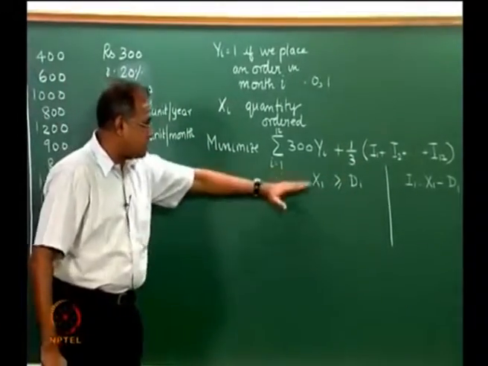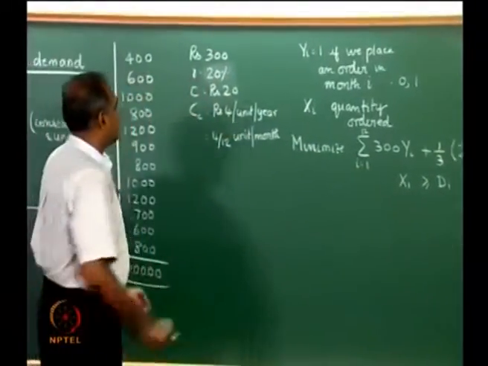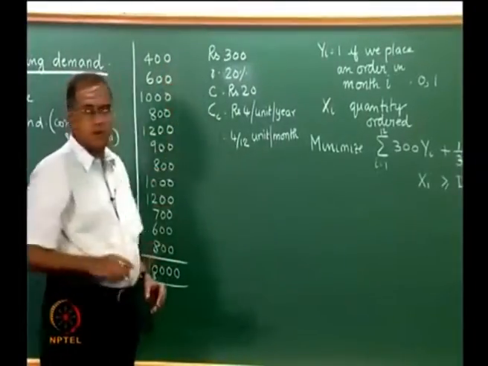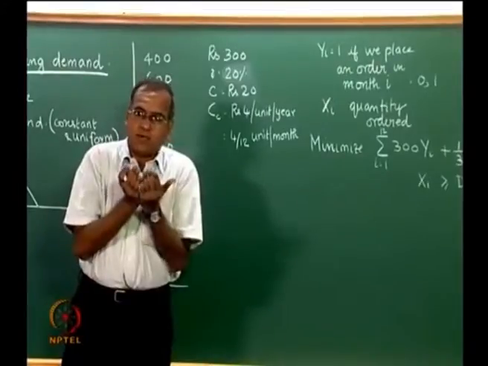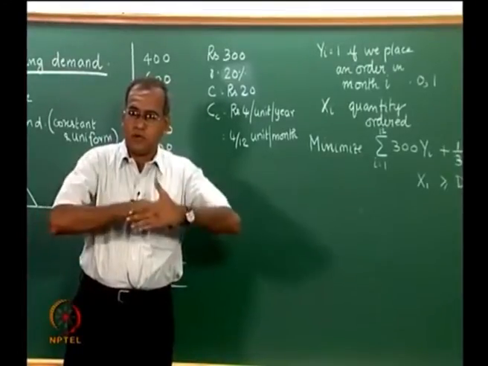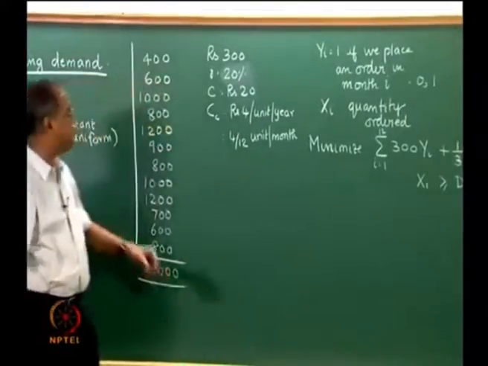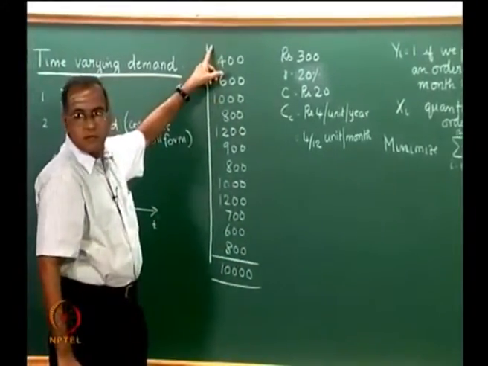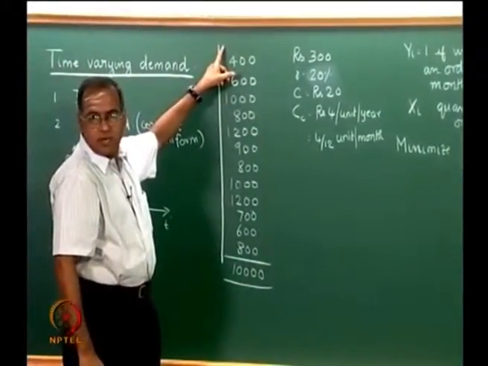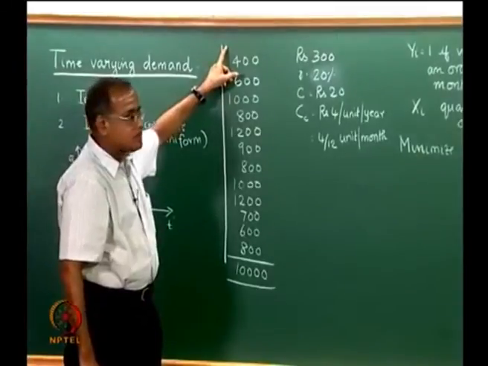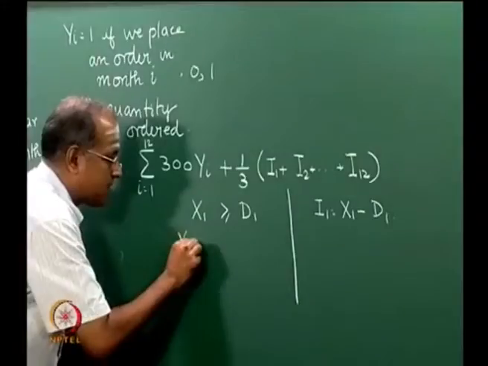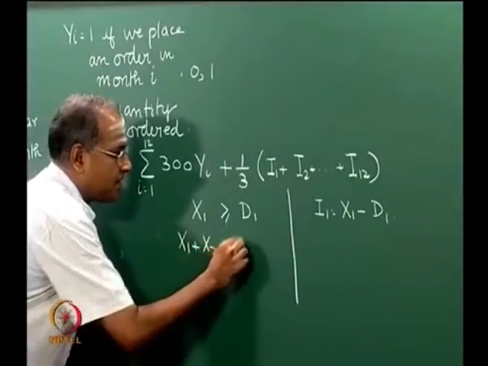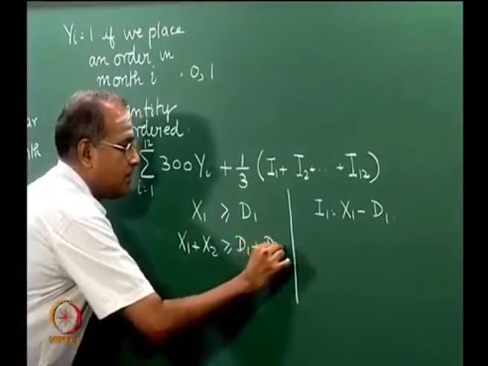Now if I take the first 2 months, the quantity that I order in 2 months is x1 plus x2. So what I order in x1 plus x2 now should be greater than the sum of these two demands, which is 1000. I should be able to meet that. So I will have my second constraint, which is x1 plus x2 should be greater than or equal to D1 plus D2.